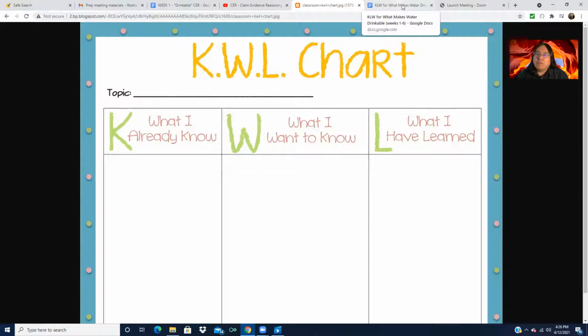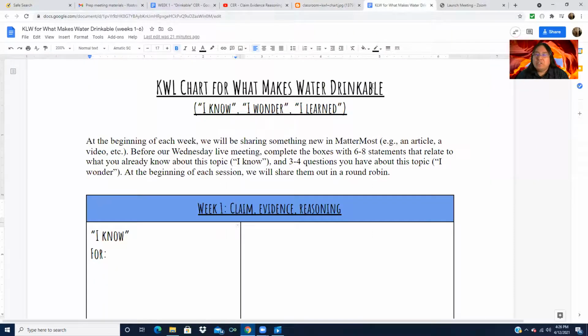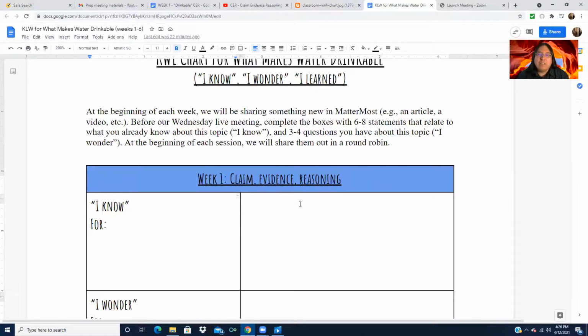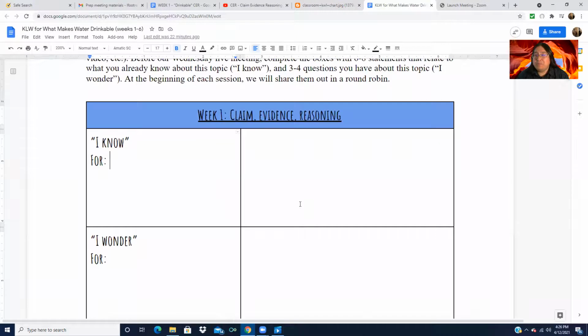So let's take a look at what we're sending out in our emails this week. This week you should receive an email with a link to this KWL chart for what makes water drinkable. And instead of it being in columns, we have our KWL chart written into rows. This is just for ease of access.